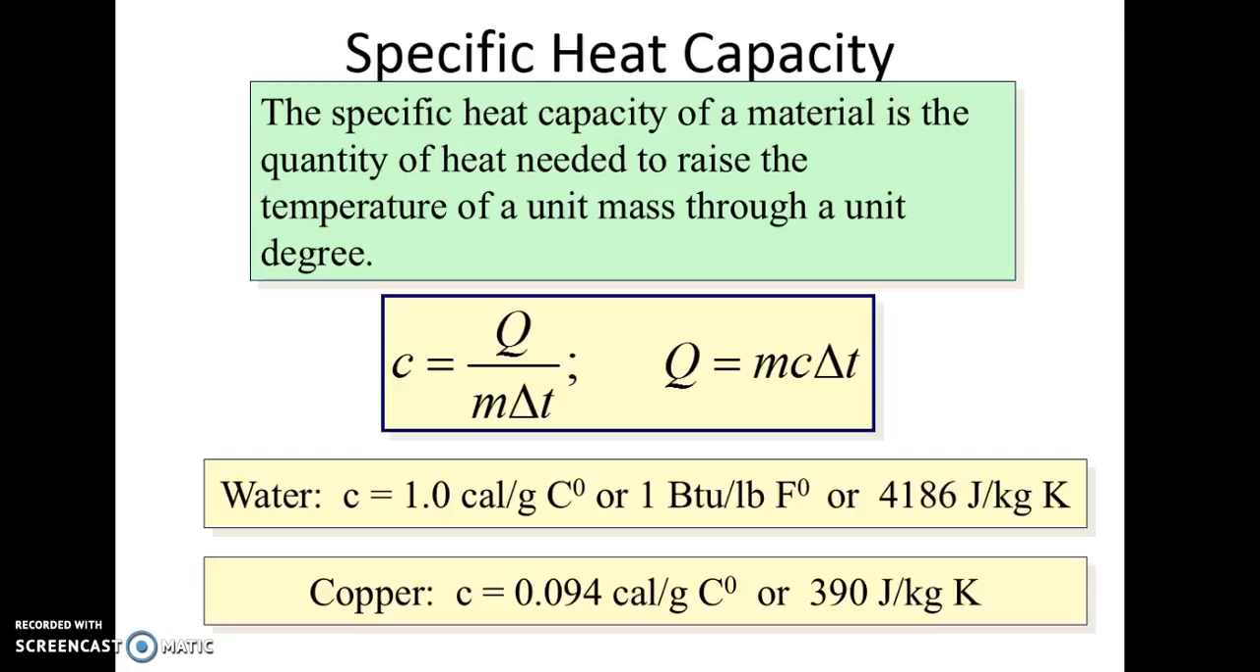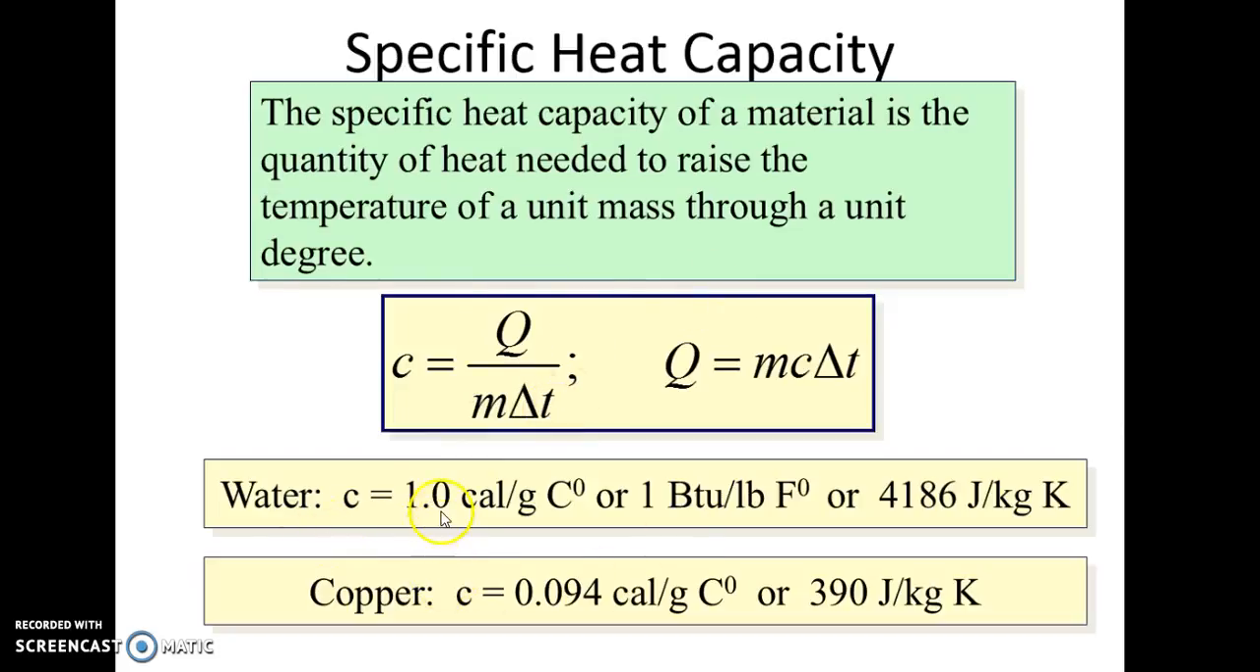So this is how we determine specific heat capacity. The specific heat capacity of a material is the quantity of heat needed to raise the temperature of a unit mass through a unit degree. So basically, the amount of heat it takes to raise it 1 degree. So specific heat is heat over the mass over the temperature change.